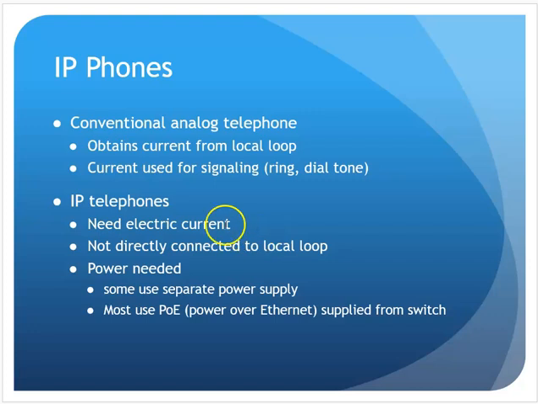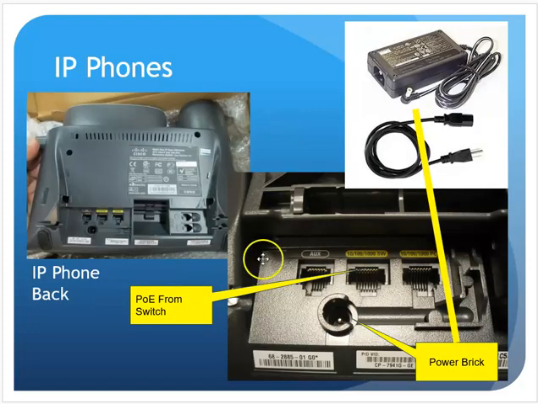Well, my IP phone needs power as well. One way I could do it is a power cord. I plug a power cord into the phone. That is one way to do it. It's not ideal, but it is one way to do it. In the lab room, we're going to do that because our switches don't have power over Ethernet.